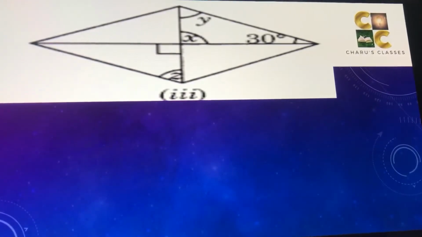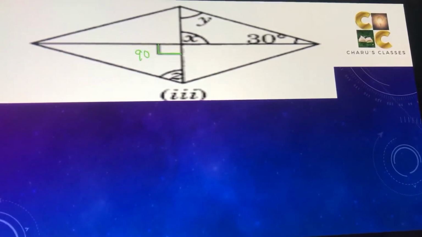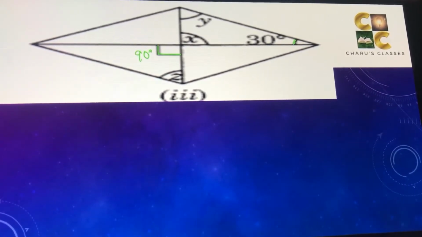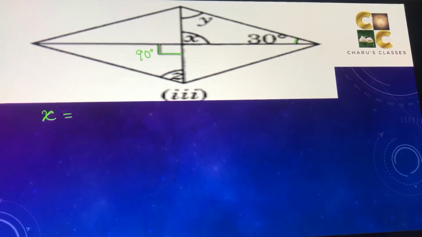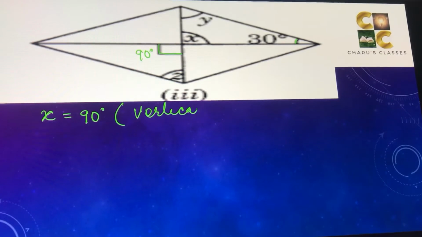Third part, here one angle is given as 90 degrees, this one, and this angle is given as 30 degrees, and we have to find angle x, y and z. Now we'll write x is equal to 90 degrees because they are vertically opposite angles.